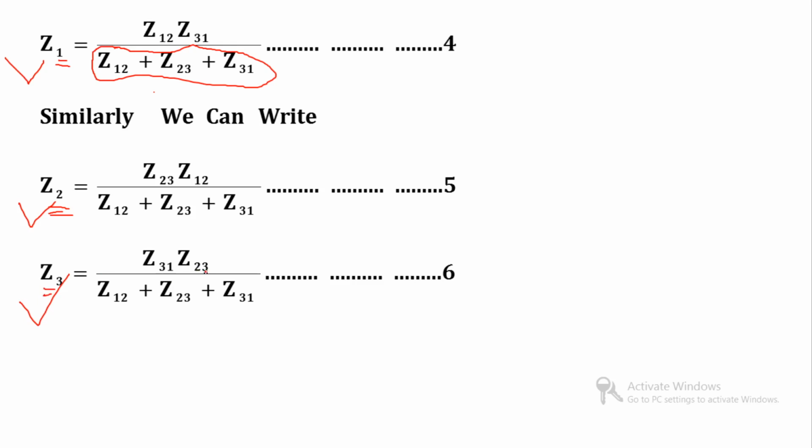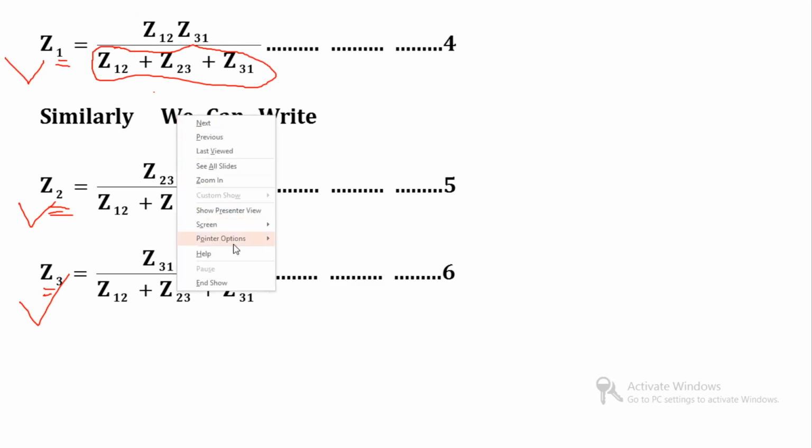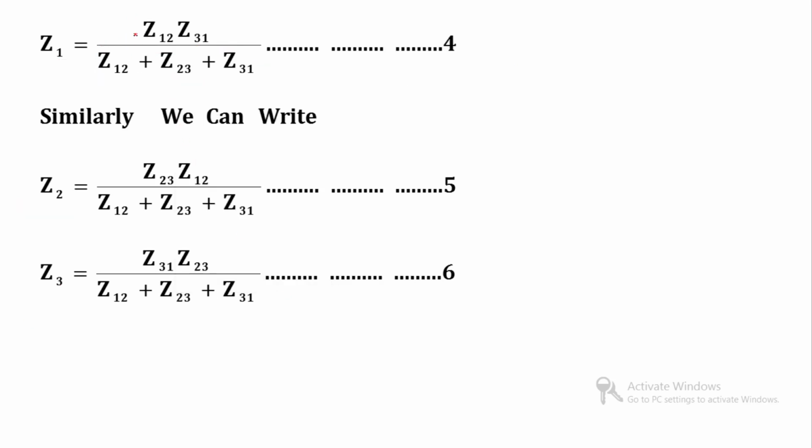There is one trick to remember this formula. If you want to write the numerator for delta to star conversion, the numerator will be the multiplication of the two impedances at which terminal 1 is common. So you have to multiply 1 2 and 1 3. Similarly, you multiply 2 3 and 1 2. Similarly, you multiply 3 1 and 3 2.